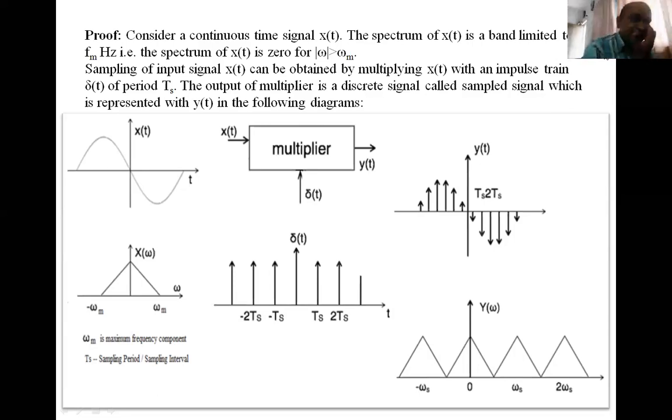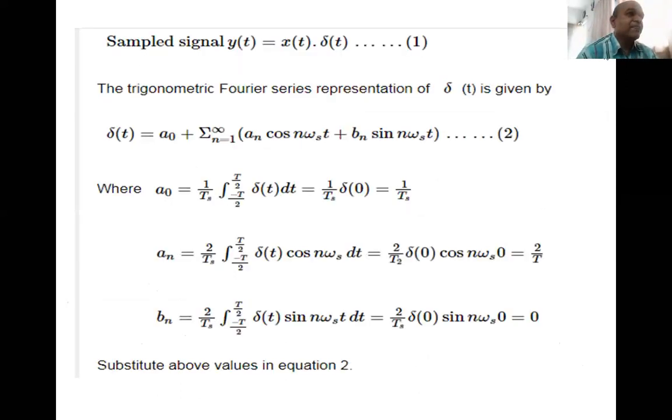I will clarify this expression in the next PPT. Here you can see delta of t is written. If you take the trigonometric Fourier series representation, you will get delta of t. Now I elaborate this expression, that is delta of t is equal to summation of n is equal to minus infinity to infinity delta of t minus n Ts.